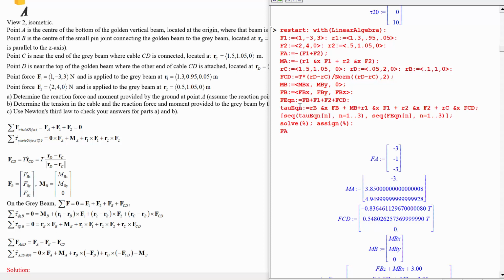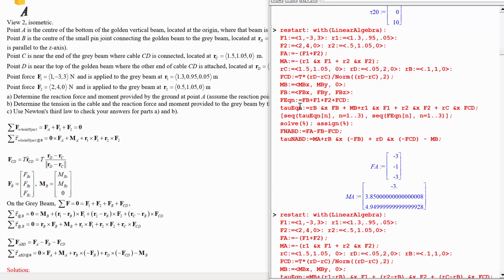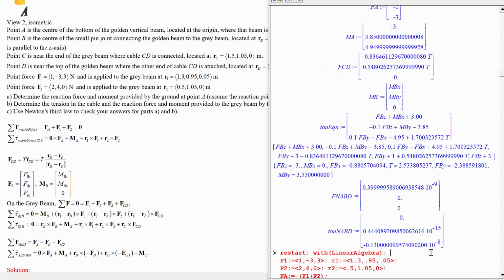FA, let's call this Fnet ABD, yeah. And this is going to be FA minus FB minus FCD. And we're also going to check tau net ABD, which will be MA plus RB crossed with negative FB plus RD crossed with negative FCD minus MB. Let's check. Moment of truth. Okay, zeros.